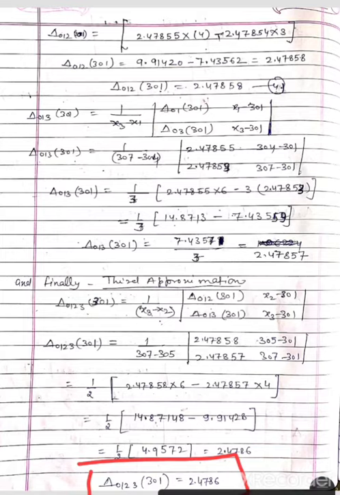So here we have discussed two examples of Aitken's method. In the next lecture we will discuss inverse interpolation.